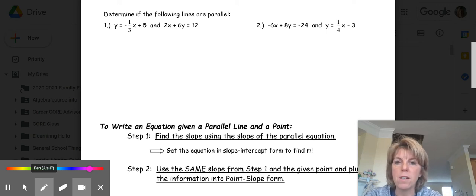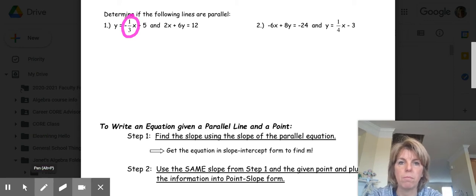So in this case, are these lines parallel? Well, we see that the first one is in slope intercept form and the slope is negative 1/3. Well, that was really easy. But what's the slope of the next one? It's in standard form. Standard form doesn't just easily hand us a slope. We have to work for it a little bit. We have to solve for y.